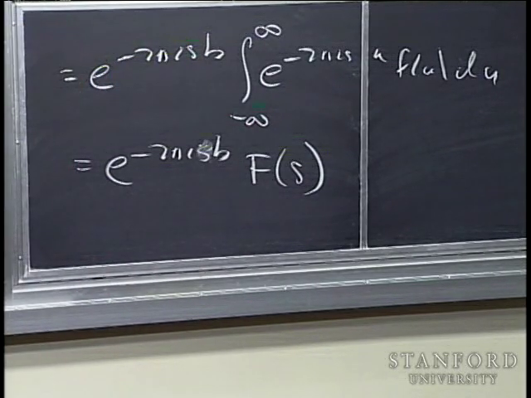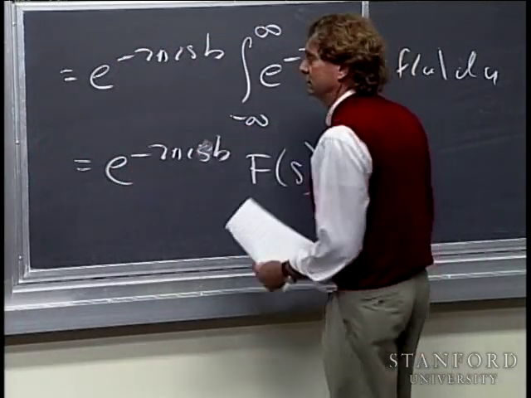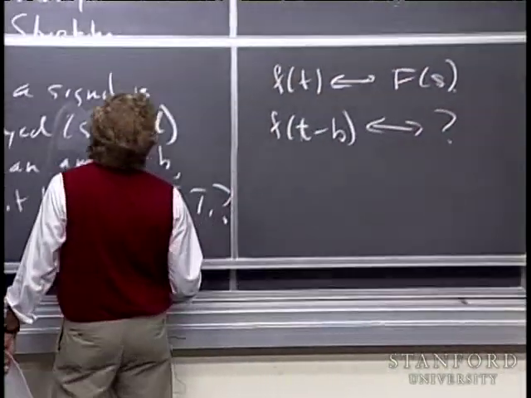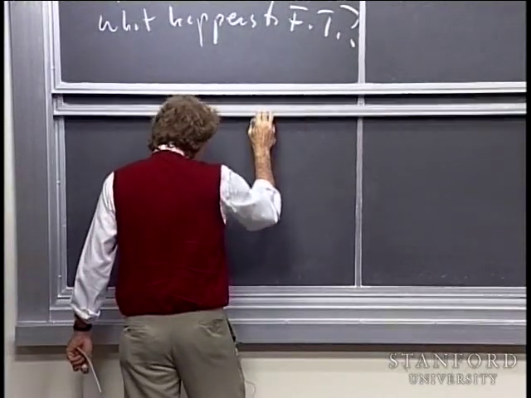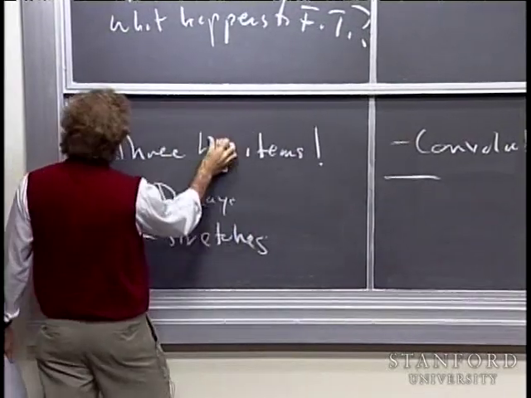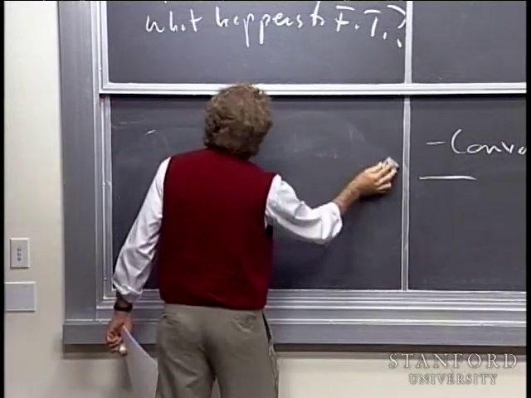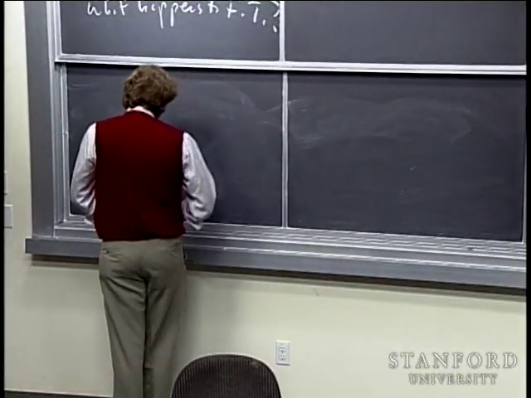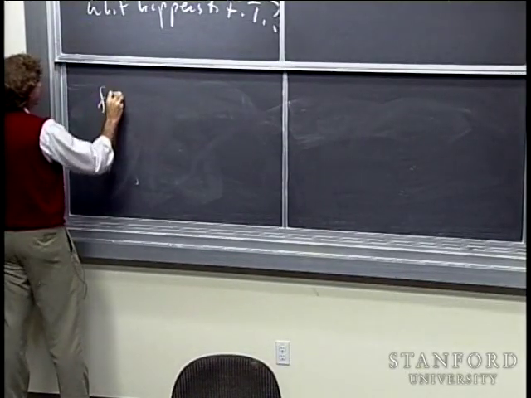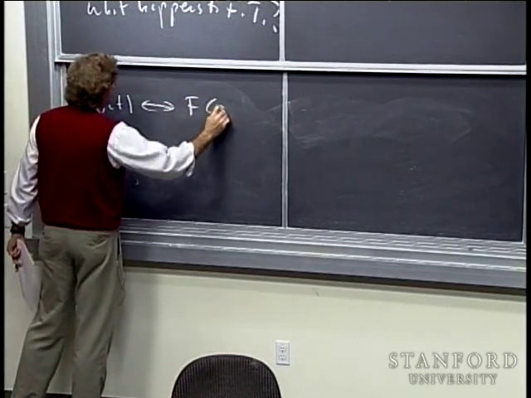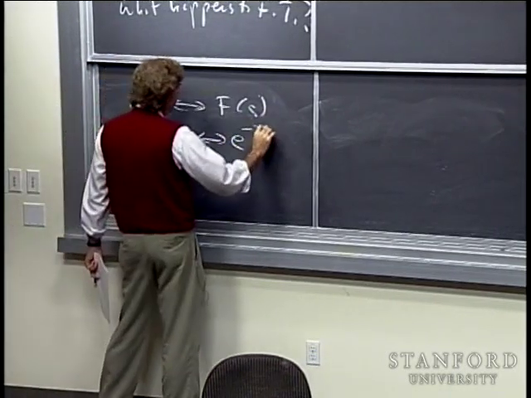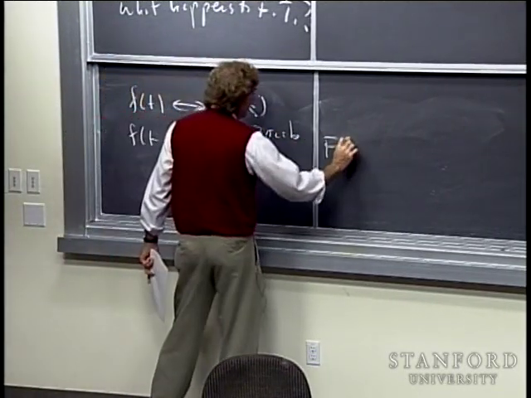Where do we finish? We started by shifting f, and we discovered what happened to the Fourier transform. In other words, I'll do it over here to finish my arrows. If the original signal, little f of t, has Fourier transform capital F of s, then the Fourier transform of f of t minus b corresponds to e to the minus 2 pi i s b capital F of s.